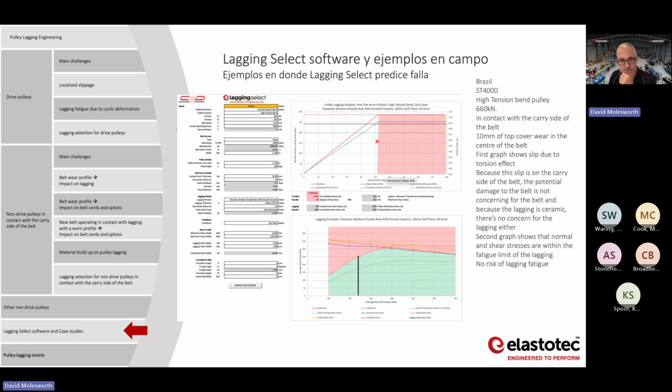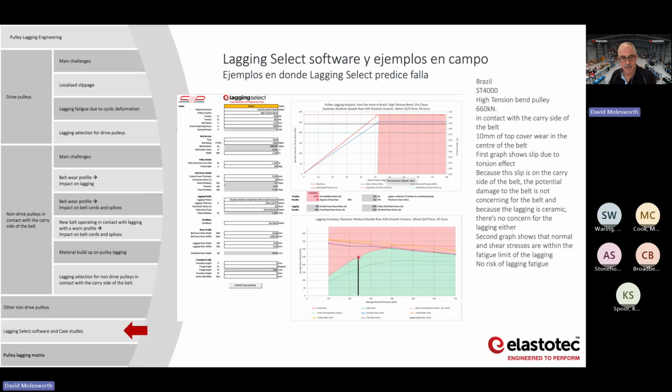In the center of the graph, the top graph is the slippage graph, and you can see there's a lot of slippage in the center. But in this case, I think we were looking at ceramic lagging. Let me just check here. Yeah, double row, smooth ceramic. So even though there was some slippage there, because it was smooth ceramic, we didn't think that was going to create a major problem.